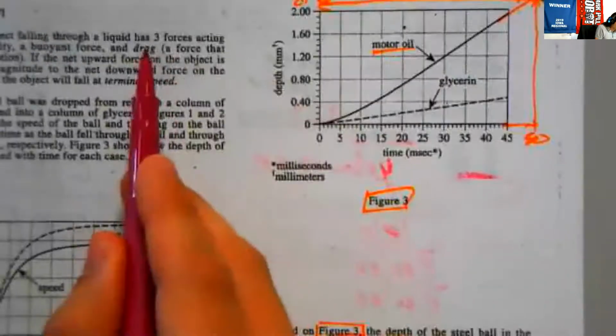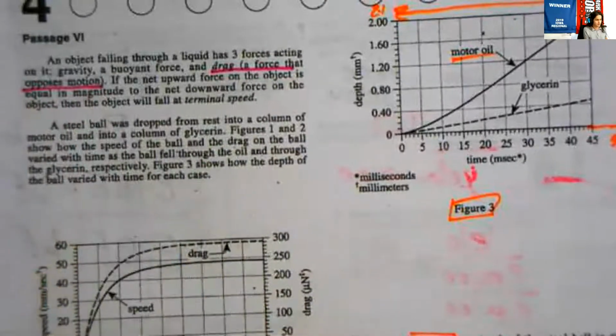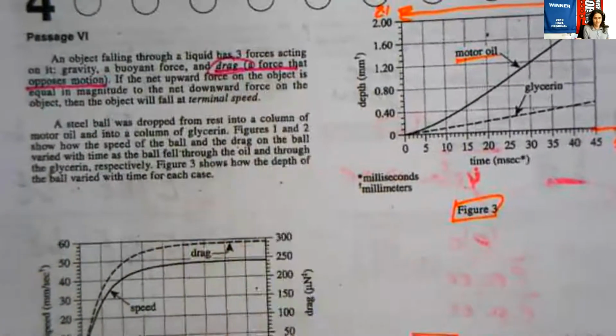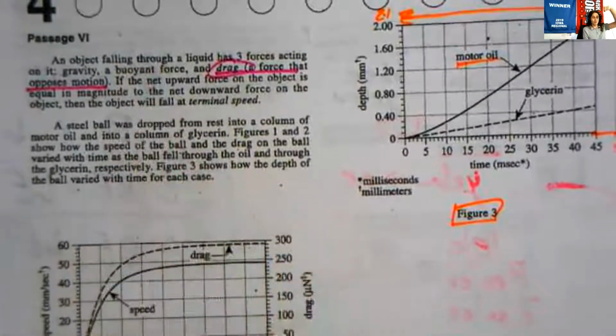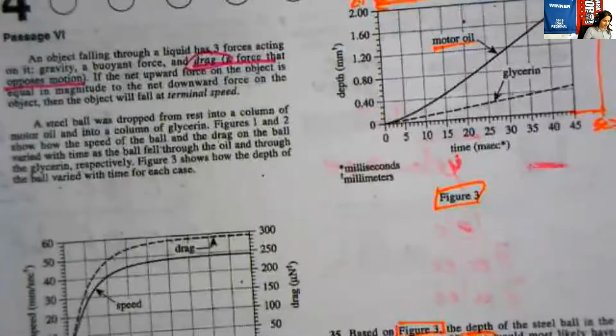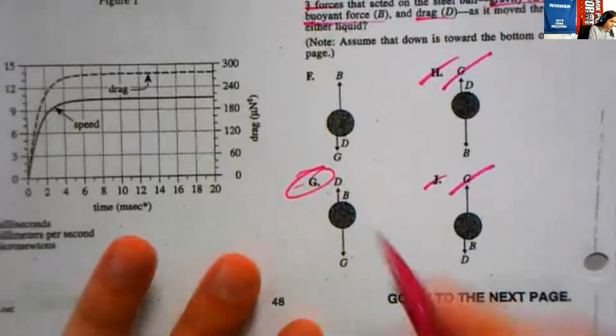What the heck's drag? Drag is a force that opposes motion. If you don't go and look what drag is, how are you gonna know? Opposes motion. Okay, an object falling through. Okay, so we got a ball going down. If the ball's going down, the drag's going up. This is what a parachute does. It generates drag, so you don't smack into the ground after you jump out of a perfectly good airplane. So drag is going to act in the opposite direction of motion, so it's going to be G there.